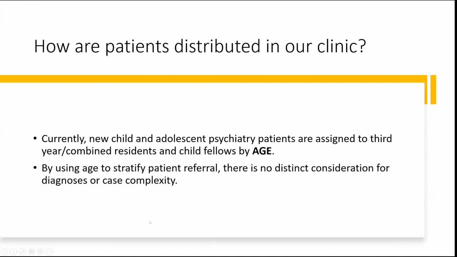So how are patients distributed in our clinic? Currently, new child and adolescent psychiatry patients are assigned to 3rd year and combined residents and child fellows by age. By using age to stratify patient referral, there is no distinct consideration for the case complexity or the diagnosis the patient comes in with. What that means generally is that child fellows might see younger patients in the clinic, whereas residents will see patients older than 9 or 10, and then all of us will see patients up until about 18, and case by case, it depends if we see anyone older than that.